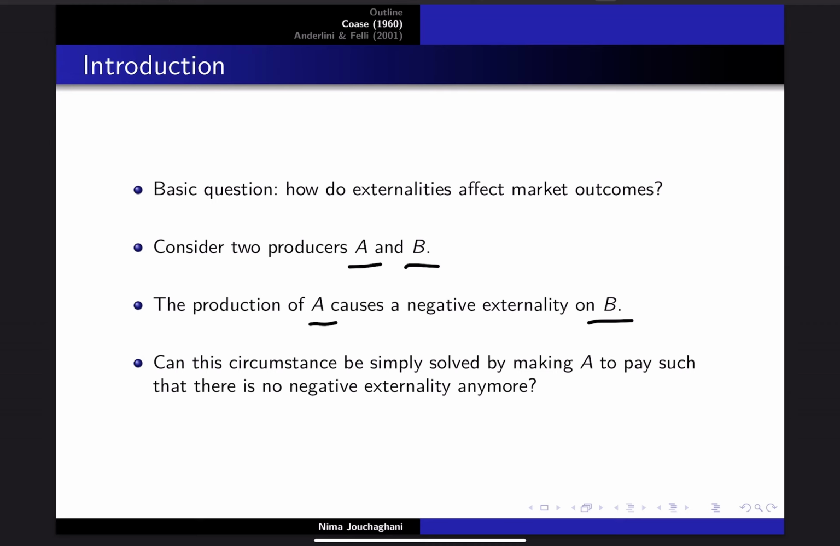Okay, what I wrote here is not so precise. It should rather be: can the circumstance be simply solved or mitigated by making A pay, such that he is made liable for the negative externality which is caused by him. So the negative externality might still be there, but A is basically forced to pay for the damage which is caused by it.